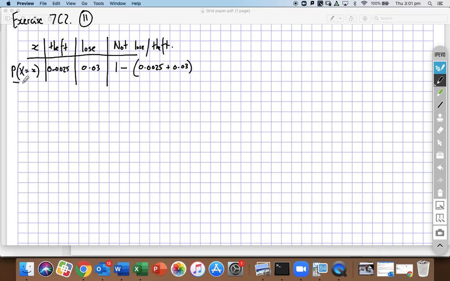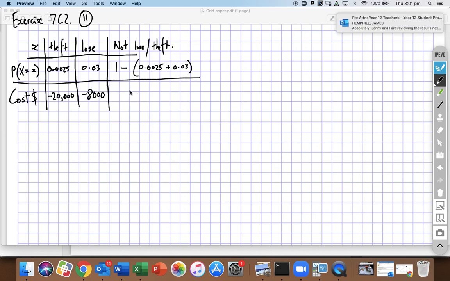Now in terms of the dollar amounts, these costs. The cost for the insurance company is going to be minus $20,000. I could put this in as a positive number and still do the question, but because these are costs as opposed to winnings, I'm going to write a negative. If the ring is lost, they have to pay out $8,000, and of course there's no cost here.